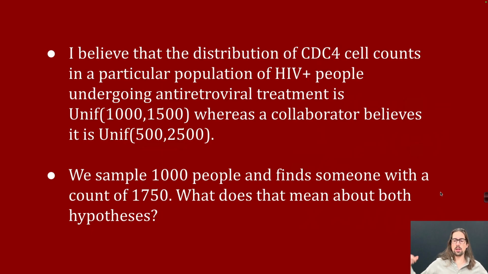Okay, a little brief conceptual problem. Let's say that I have a population of HIV positive people, and I'm interested in the CD4 cell count, which is a measure of the strength of the immune system, I believe. I believe that the distribution in my population of CD4 cell counts is uniform between 1,000 and 1,500, whereas my collaborator thinks it's uniform between 500 and 2,500.